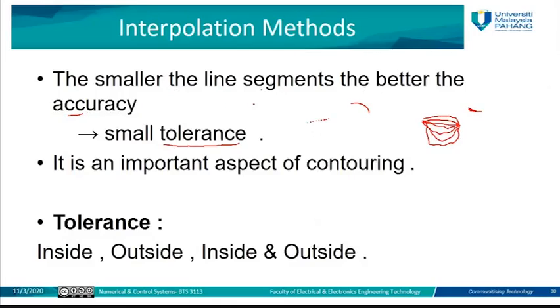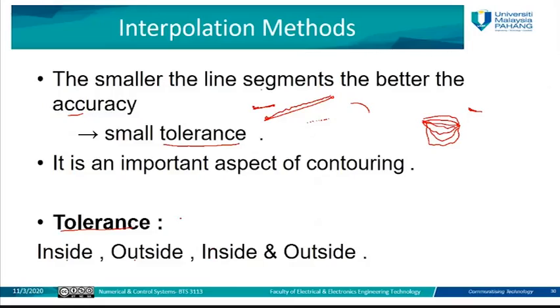Smaller line segment means that if I have 2 points and this line is small, I can ask the machine to move from this point to that point accurately. But if this segment is longer, the machine may go around this one. So it's not that accurate. Okay, so the tolerance here can be inside, outside, or inside and outside.